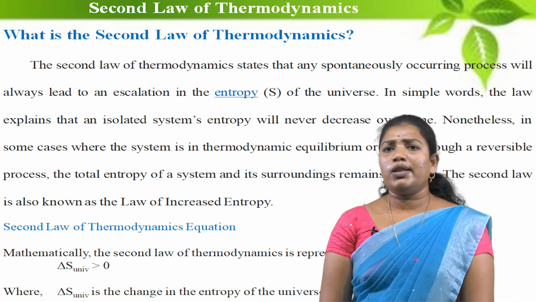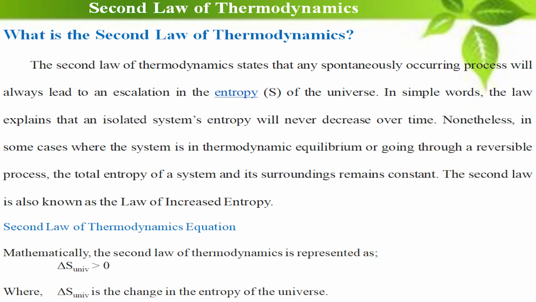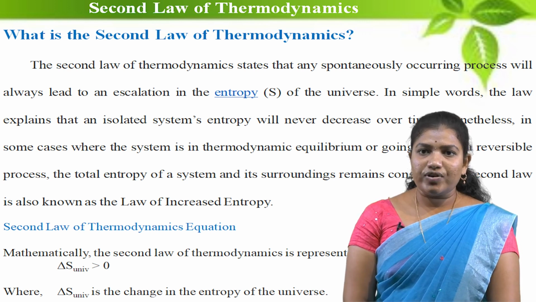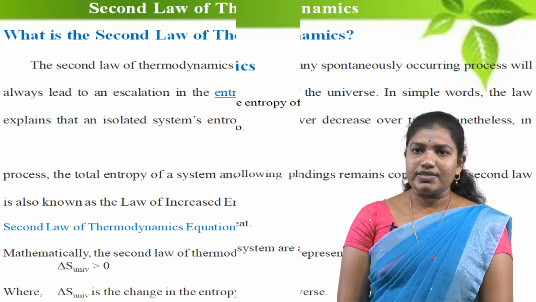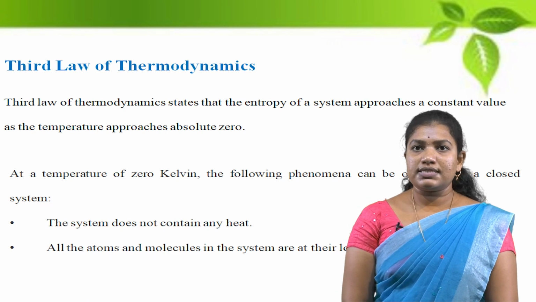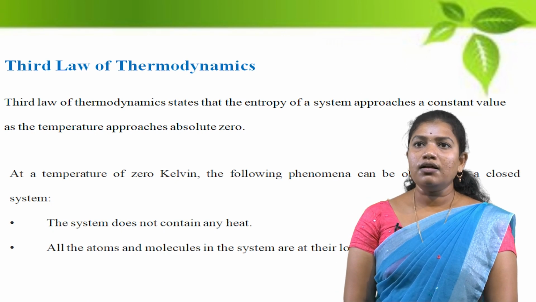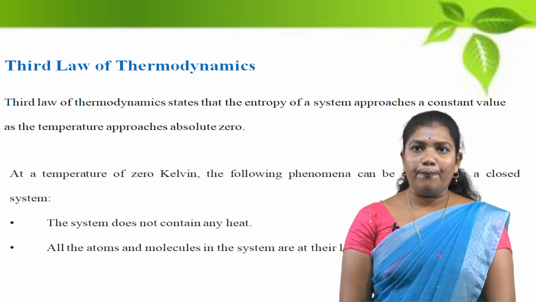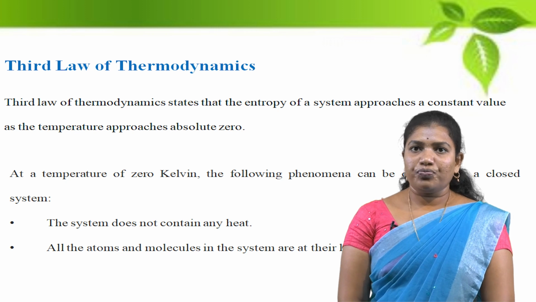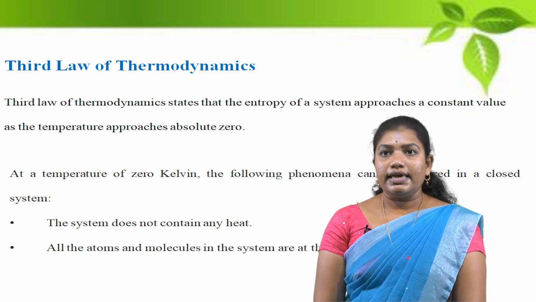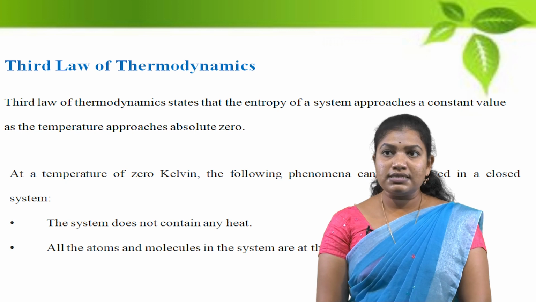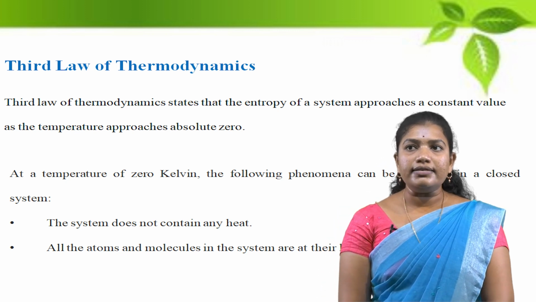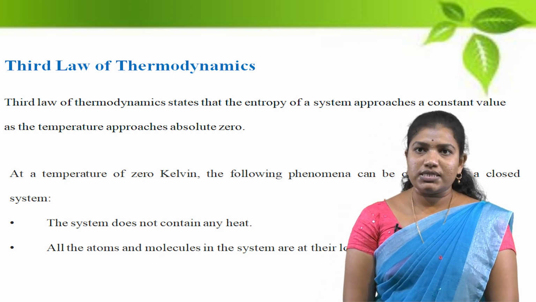Mathematically, the second law is ΔS universe ≥ 0, where ΔS universe is the change in the entropy of the universe. Third law of thermodynamics. The third law states that the entropy of a system approaches a constant value as the temperature approaches absolute zero. The entropy, denoted by S, is the measure of disorder and randomness in a closed system. It is directly related to the number of microstates.